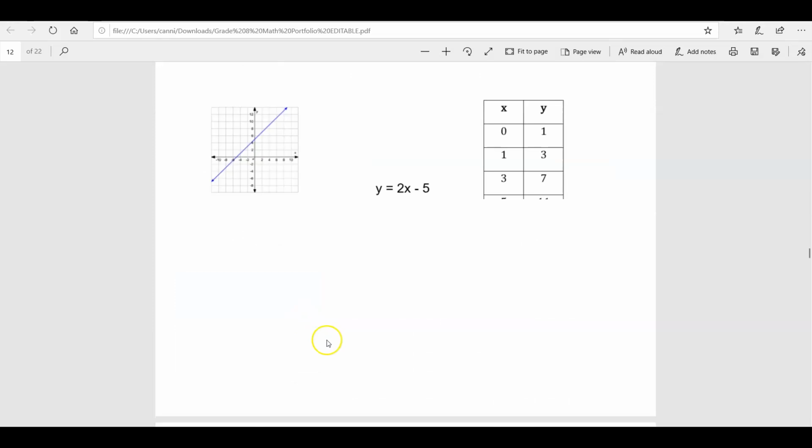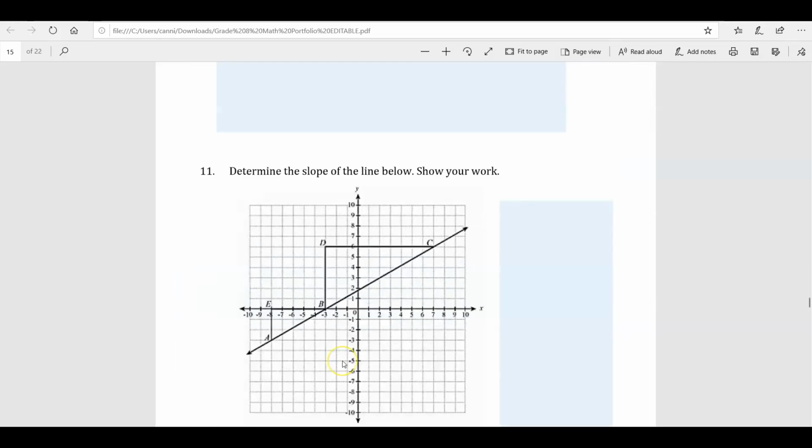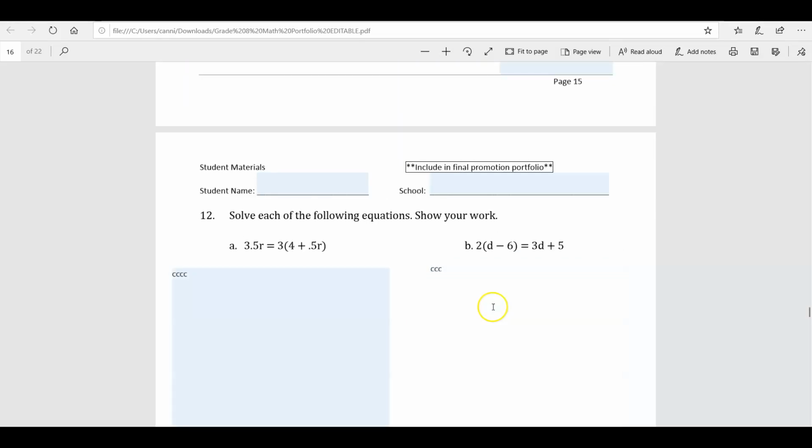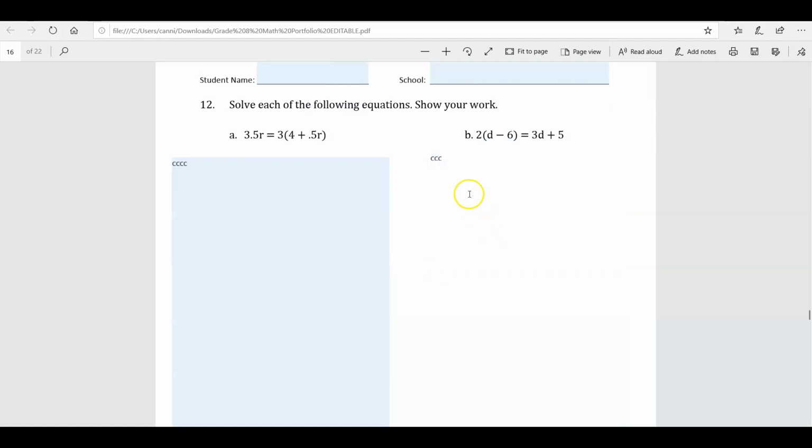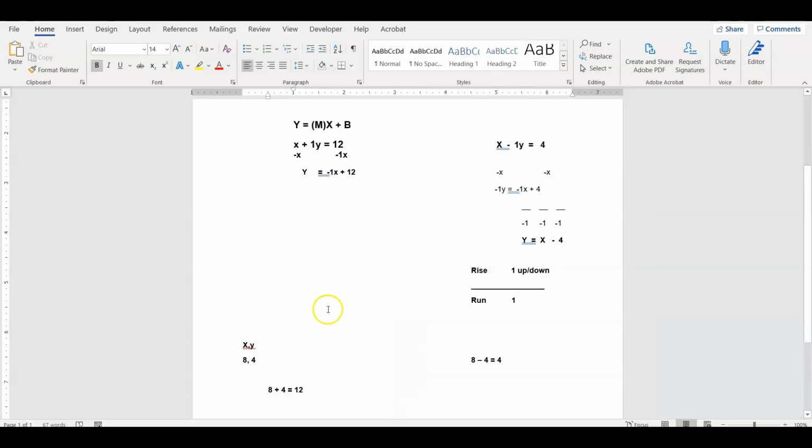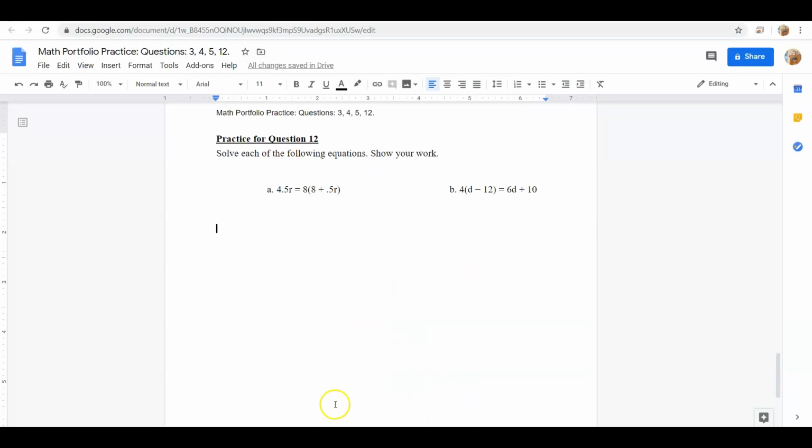So this question is practice for number 12 on the portfolio, which is right here. We're going to have two different equations and you need to solve each of the equations, and you need to show your work. Don't you just love showing your work? So let's solve A together. And A reads 4.5 times R equals 8, and then parentheses 8 plus 0.5R.